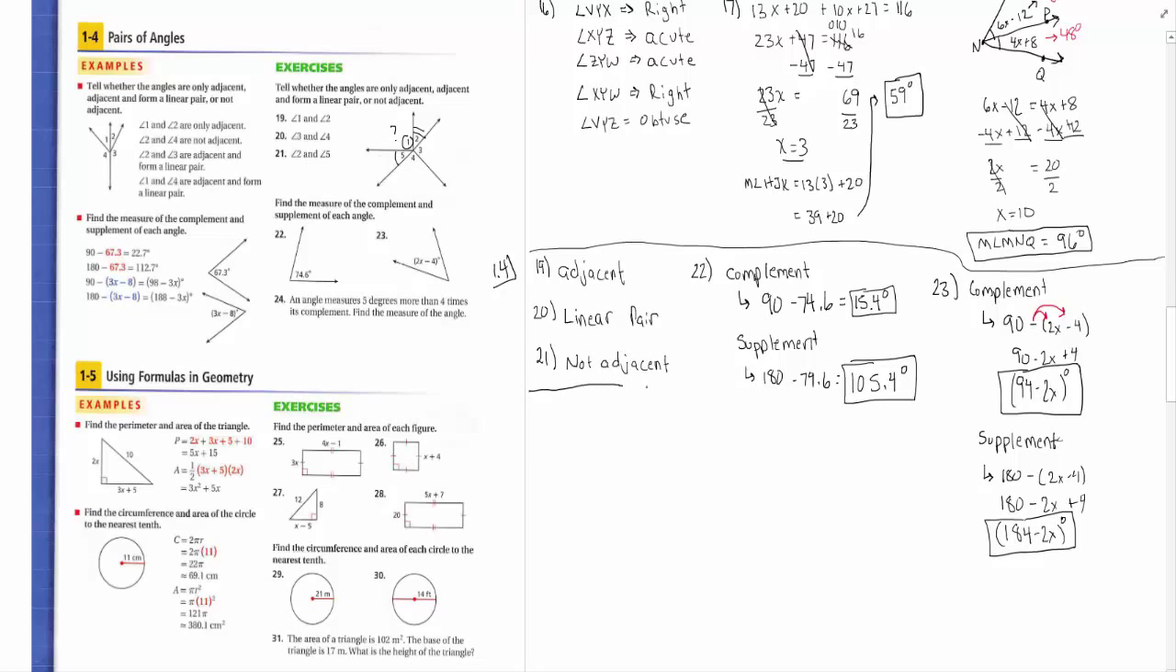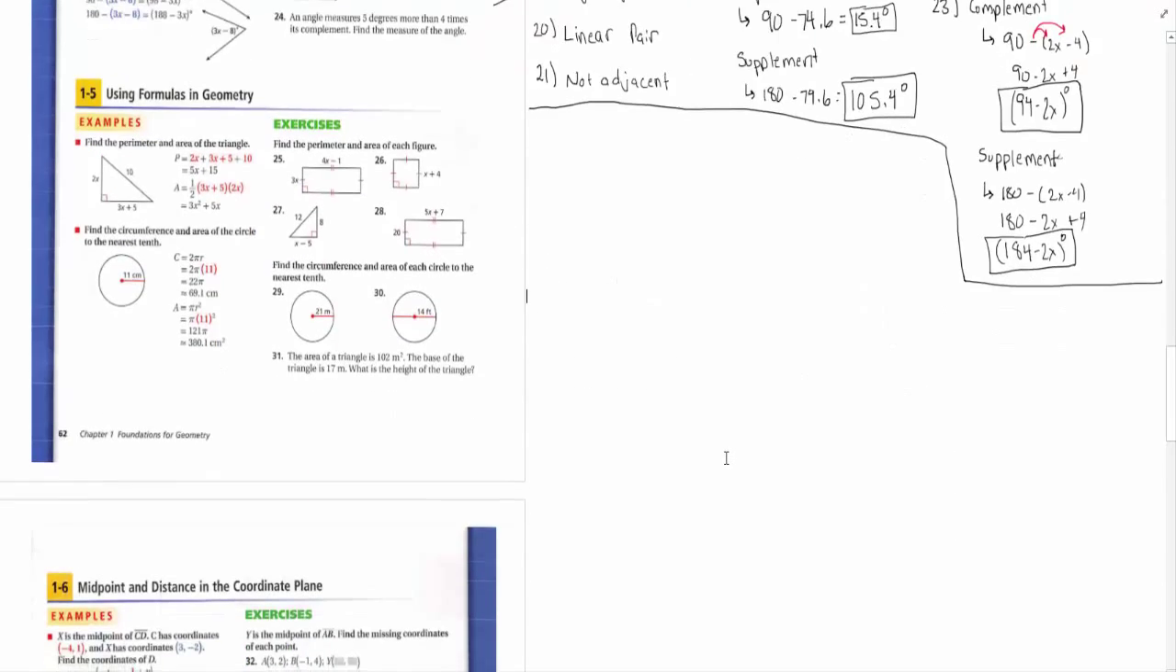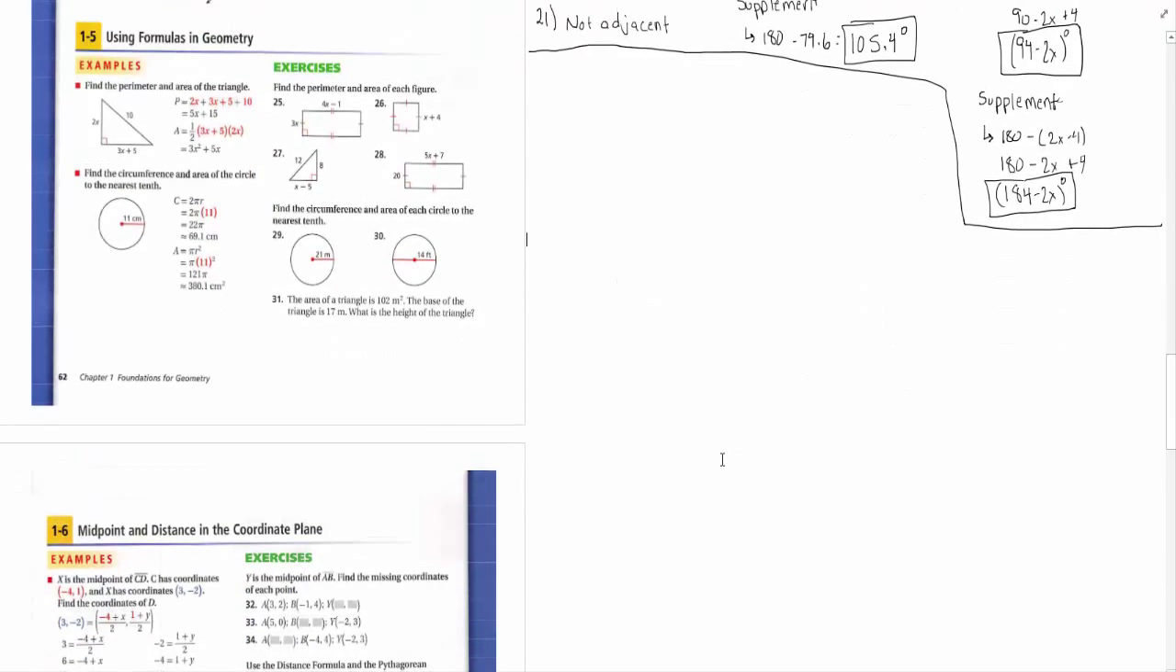This is section 1.4. And with that, we're going to scroll on down to 1.5, using formulas. Alright, so 25. Let's go ahead and label that. We're in 1.5 now. Alright, so 25. We want to find the perimeter and the area.